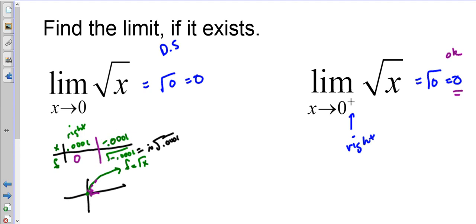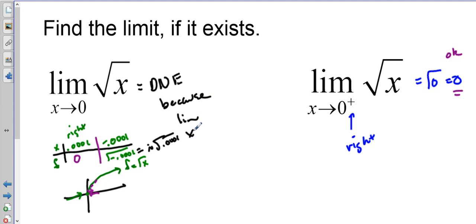There is no value to the left of the square root of x. So this one actually is not equal to 0. This limit, because it only has one side, does not exist. Why? Because the limit as x approaches 0 from the left of the square root of x does not exist. And for a limit like this to be true, remember the right and the left side have to be equal. And that's what we got there.